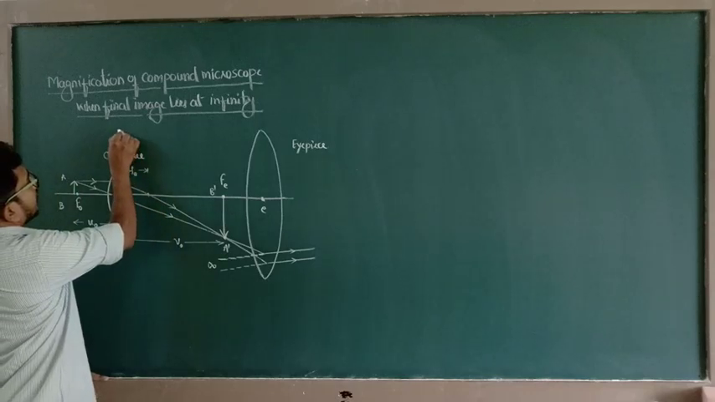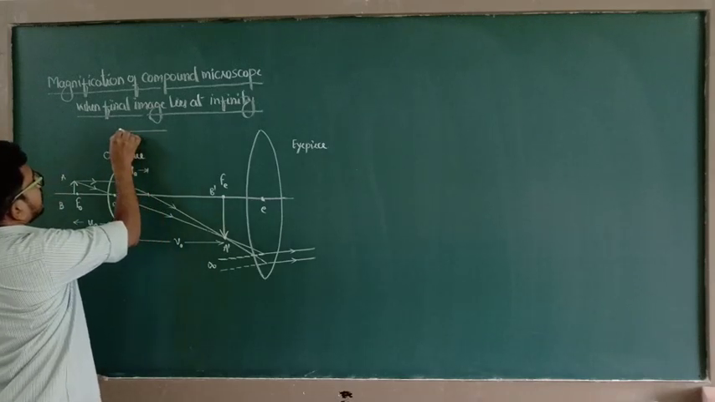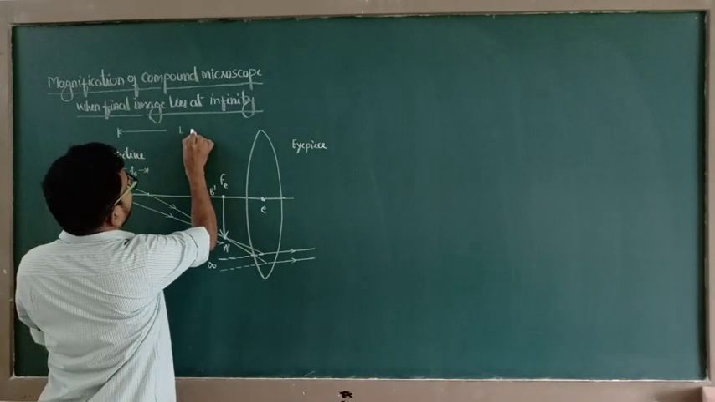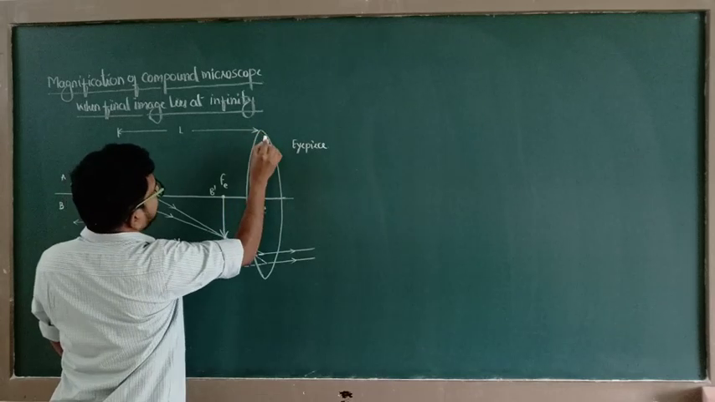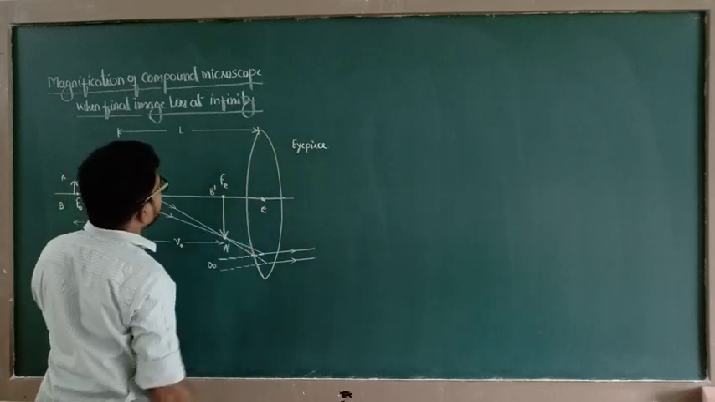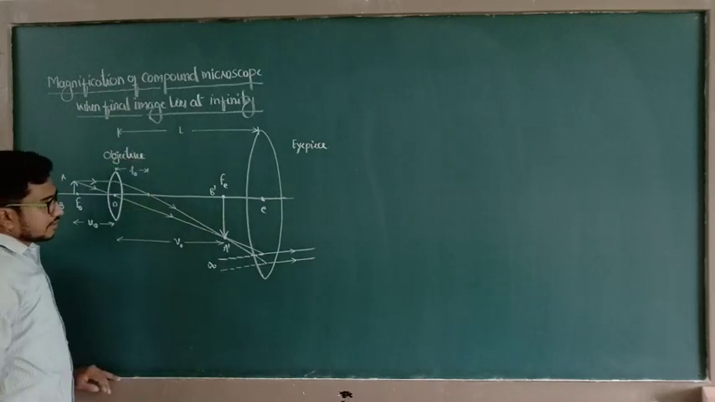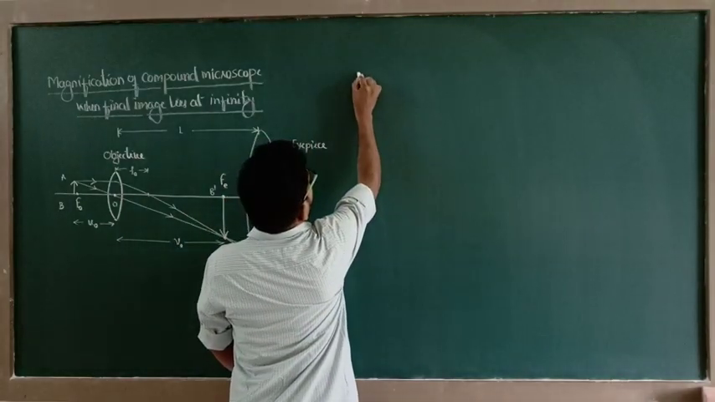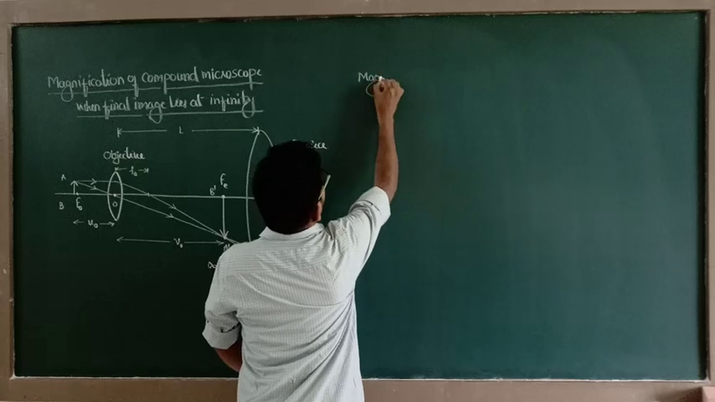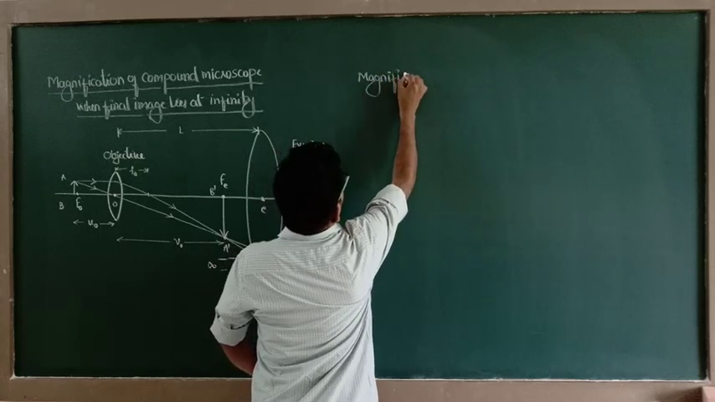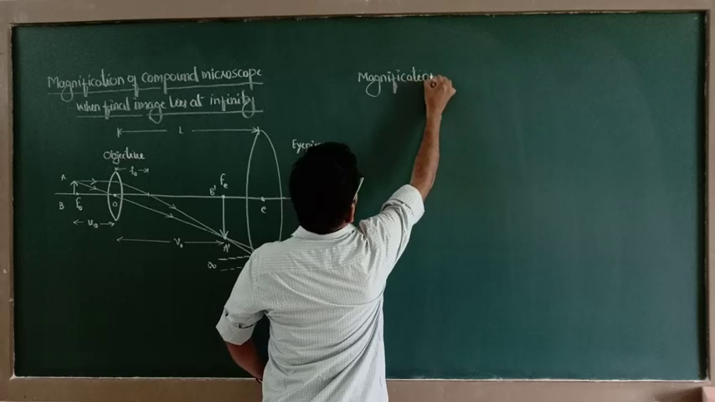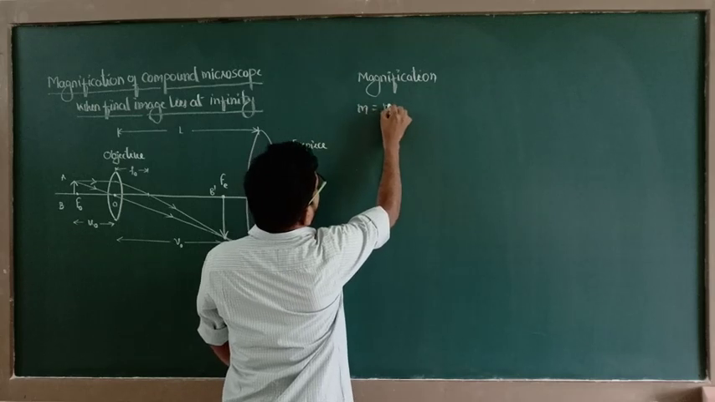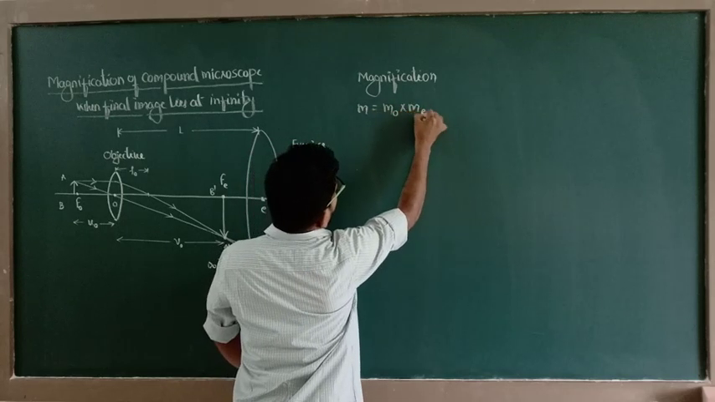The distance between the optical center of the objective and the optical center of the eyepiece is known as the length of the compound microscope. Then the magnification: M is given by the magnification of the objective times the magnification of the eyepiece.